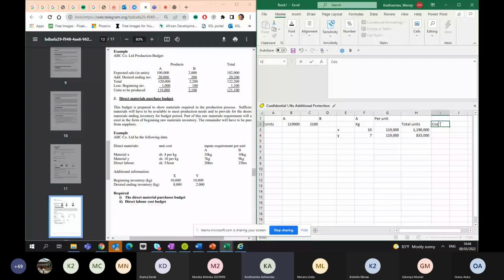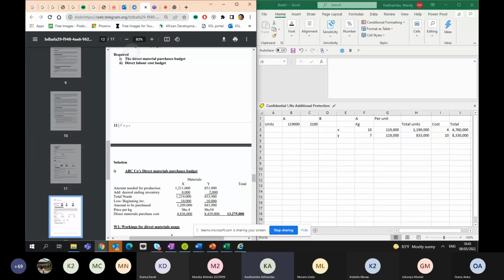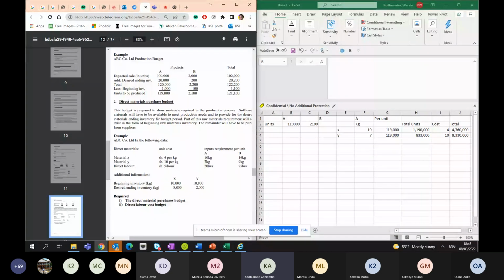So we have the total. The cost: we are being told material X is 4 shillings per kg. Material Y is 10 shillings per kg. So to get the total material cost of X, we do 119 times 4. Of Y, we do 33 times 10. Let me pause there. Does that make sense as I check if that is the correct answer? Does that make sense up to that point? Okay, any question?